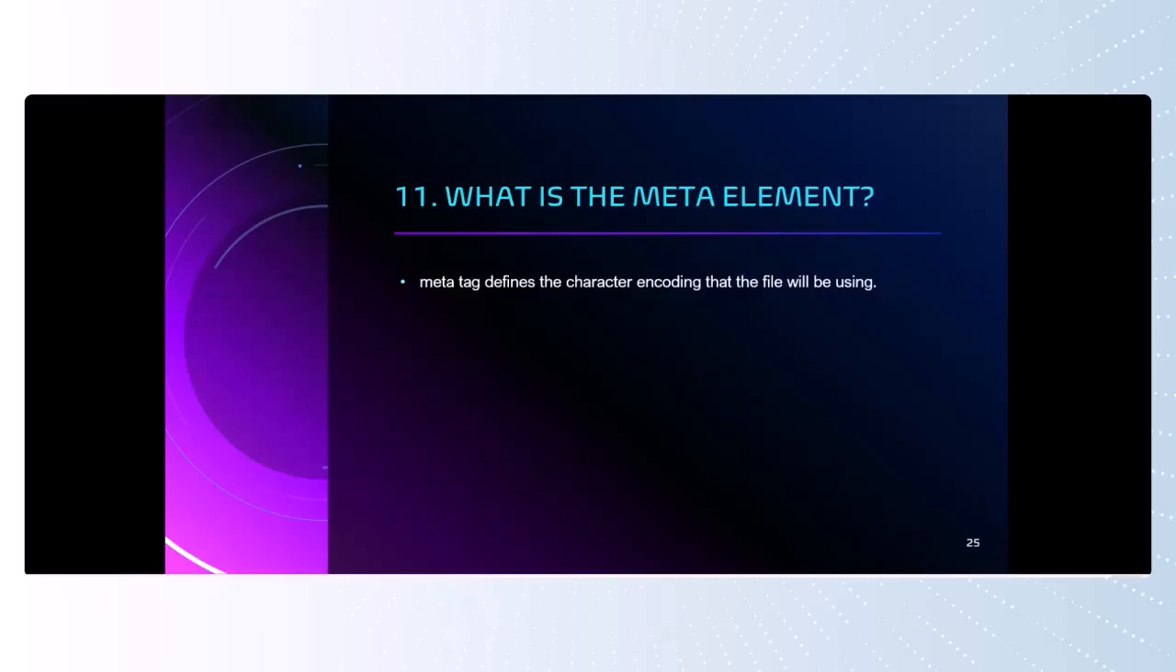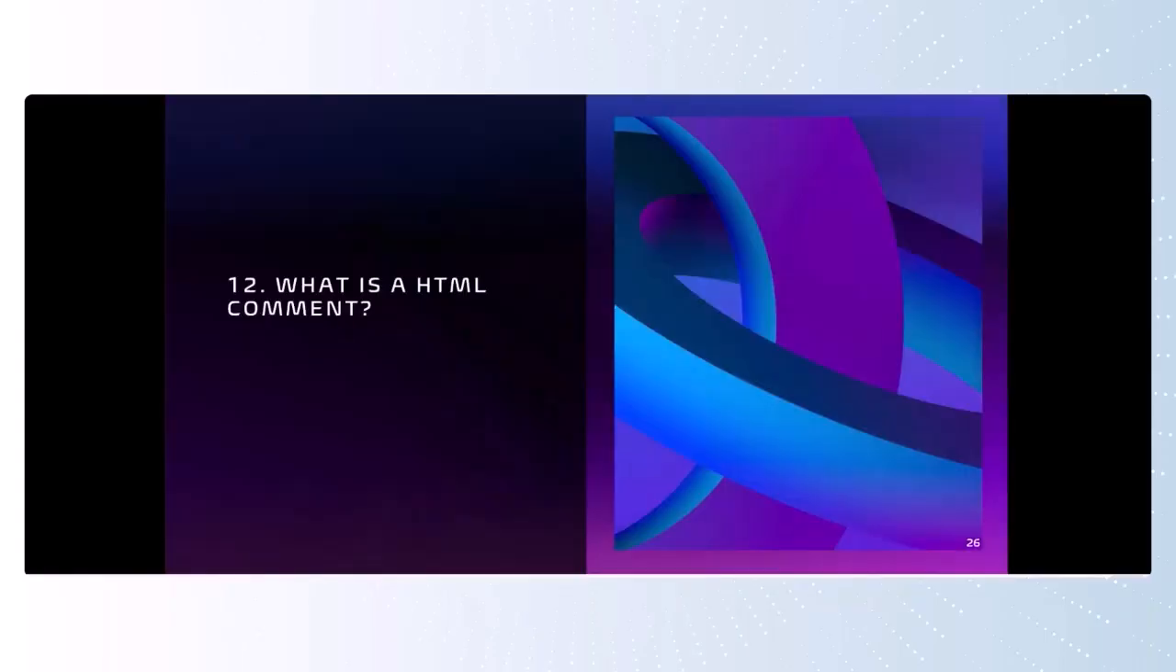The meta element, it is the meta tag. It defines the character encoding that the file will be using. There also are other meta tags. You can use the meta tag elements. These are not just tags, they're elements. They begin with the meta tag, and they will have other contents inside that tag.